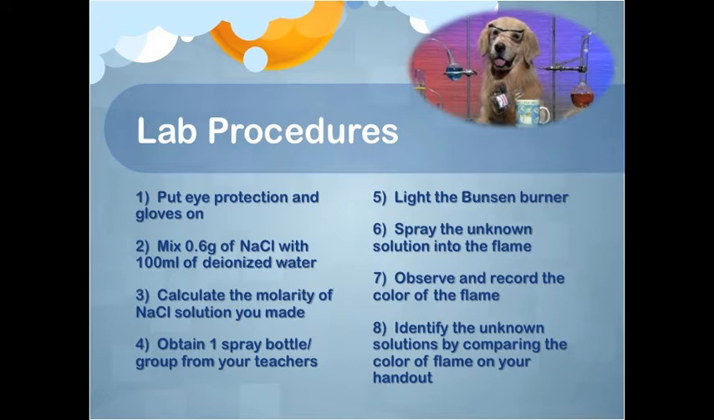Step 5. Light the Bunsen burner, paying careful attention not to burn yourself. Step 6. Spray the unknown solution into the flame. Keep in mind not to spray the base of the Bunsen burner. Step 7. Observe and record the color of the flame. Step 8. Identify the unknown solutions by comparing the color of the flame to the handout sheet that was provided in class.